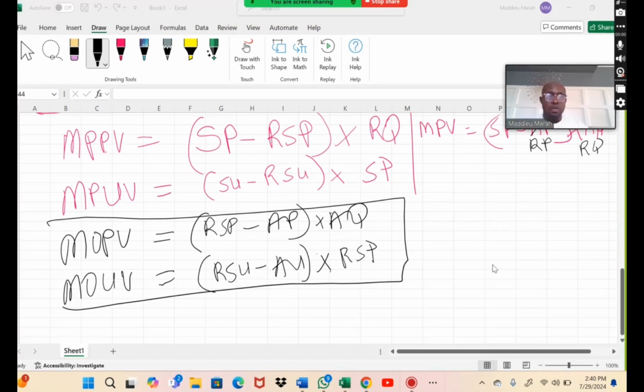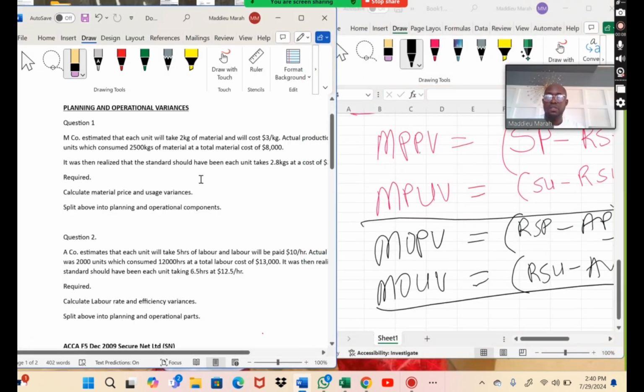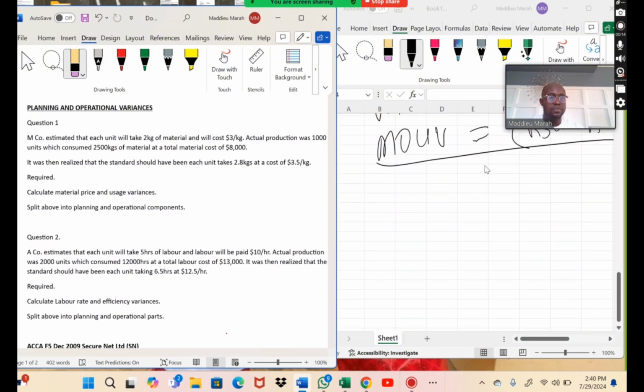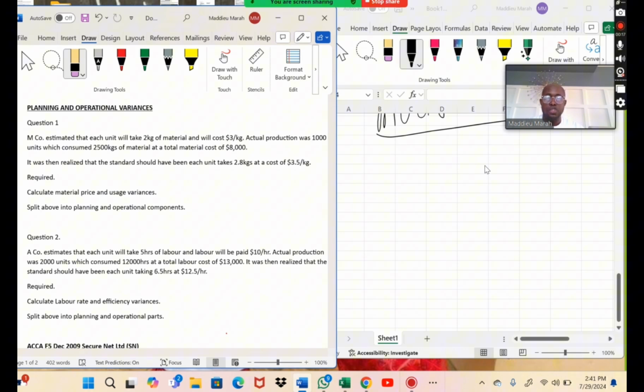Okay, so let's bring in some calculations to justify our variance computations. Let's see how we can demonstrate these variances. I have some questions here that we can use to calculate these variances. Question 1. Required: calculate material price and usage variances. 2. Split the above into planning and operational variances. Okay, so let's go down to the question.